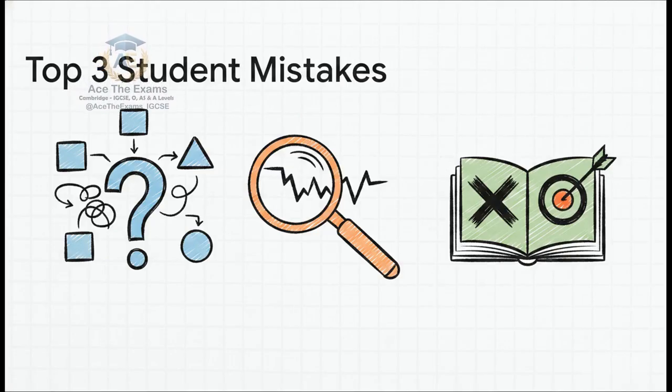Second, they forget to check boundary conditions and edge cases. Ask yourself, what happens if the array is already sorted? What if it's completely reversed? And third, providing generic textbook answers that are not specific to the context given in the question.